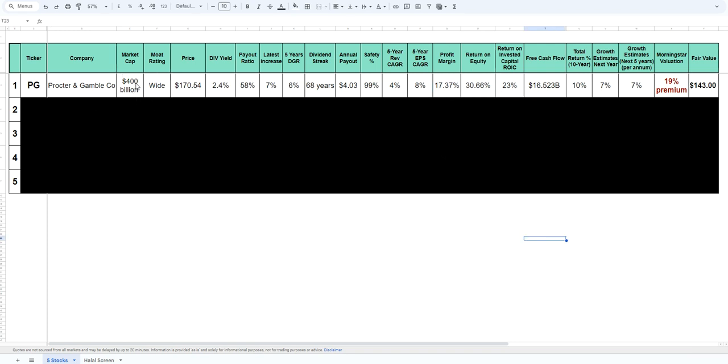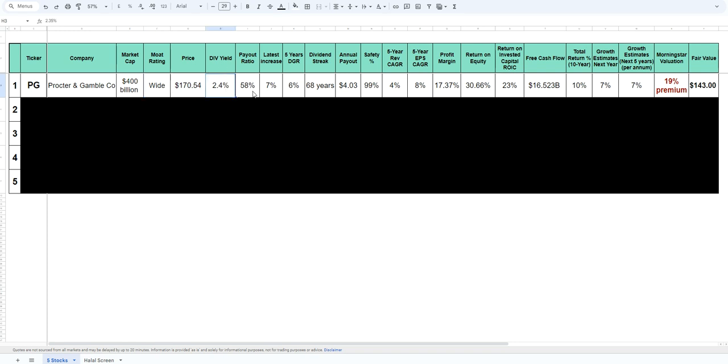So as you can see, this is not a small company, 400 billion market cap. It has a predictable business. Basically, every time you go to the supermarket, you're probably buying their product. It has a wide economic moat. That means they can fight the competitors. There are competitors in the market, but they are one of the best if you think about it. So current price is $170 per share.